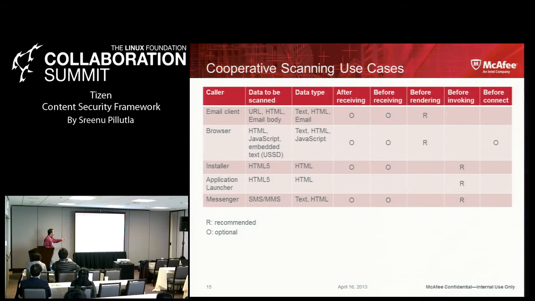So these are the use cases I mentioned before that I would show you. For example, different callers like an email client, browser, installer, application launcher, or messenger have specific data to be scanned and specific data types. O is optional, R is recommended. For example, on an email client you can scan before rendering, and on a browser also before rendering. For an installer or application launcher, you can do it before invoking. That way it is more secure.